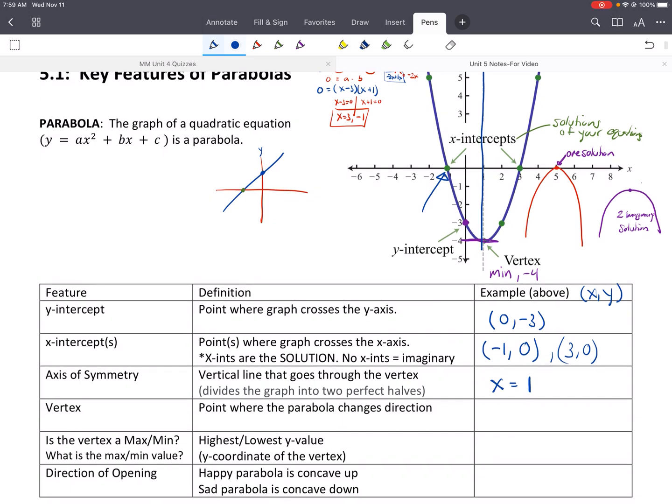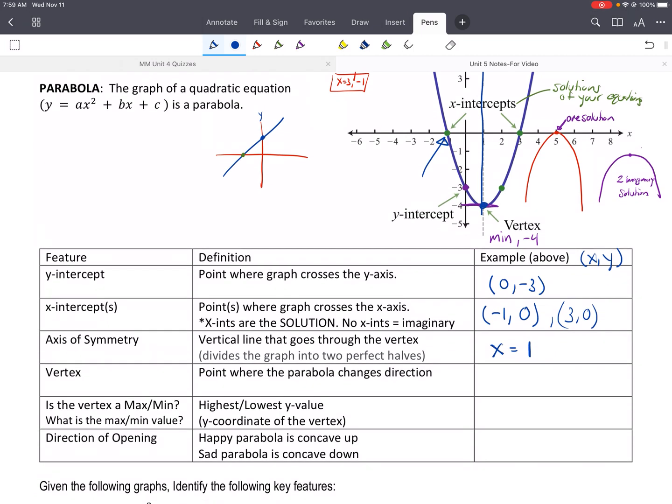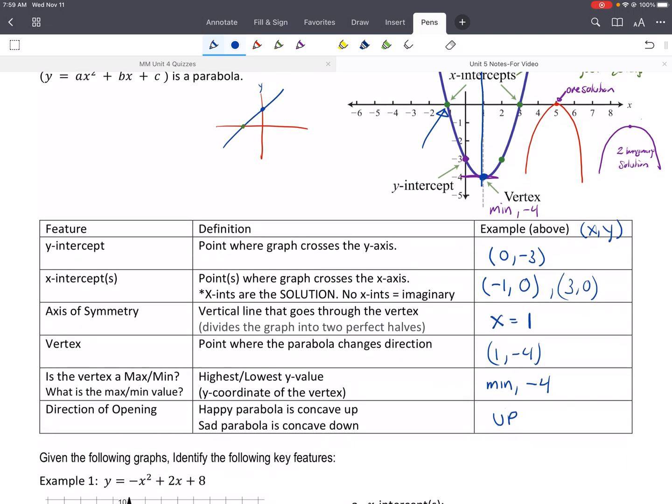Vertex, again, we're going to write down this point. Here, the x direction is 1, and the y direction would be -4. We already talked about this. Is the vertex a maximum or a minimum? Here it is a min, and its value would be a -4. And the direction of opening here, since it's a happy parabola, it's going to be up. A happy parabola is concave up.